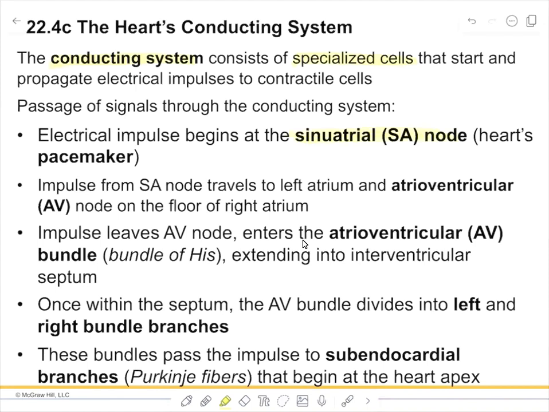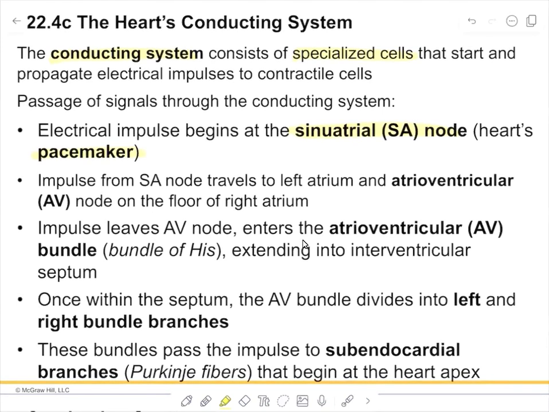sinoatrial node, and it's thought of as the heart's pacemaker because it's going to initiate an electrical impulse. That then leads to another specialized region of cells called the atrioventricular node, and it's on the floor of the right atrium. So kind of between the atrium and the ventricle. Conduction from the AV node then leads to the atrioventricular bundle, also called the bundle of His, and that's going to extend into the interventricular septum.